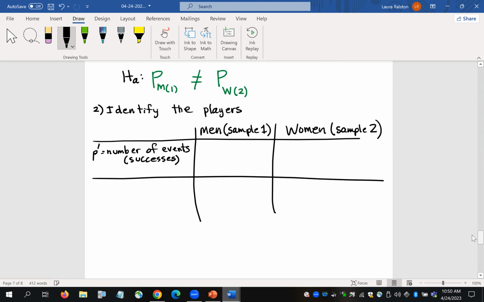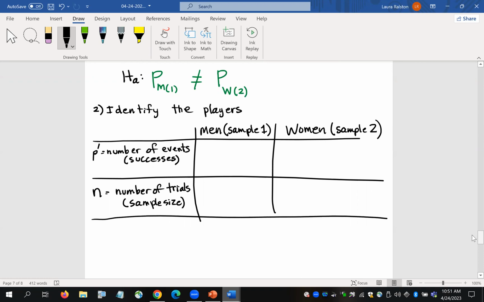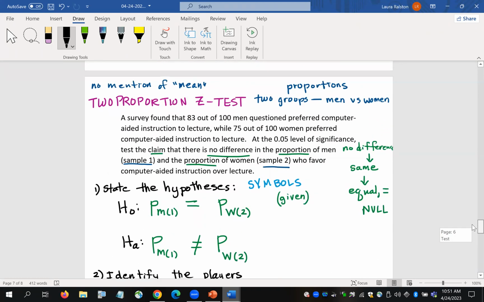You also have to have N, which is the number of trials, which represents your sample size. For both groups, you still need your alpha, which leads you to your confidence level. So you have to have the pieces for sample 1, and the pieces for sample 2. Again, they're given in the scenario.